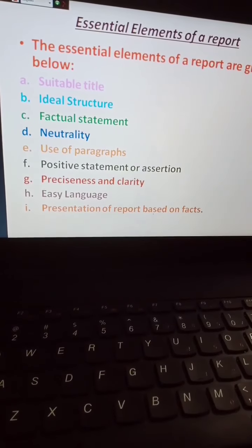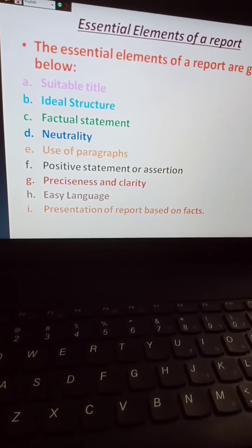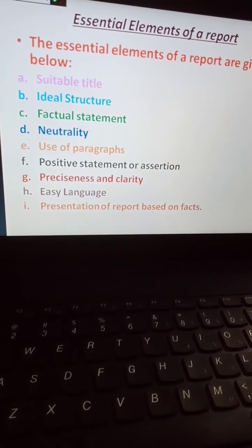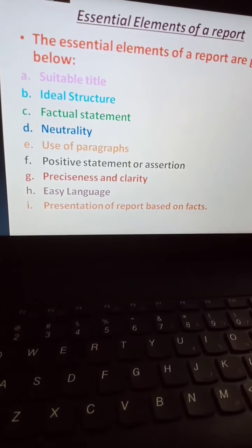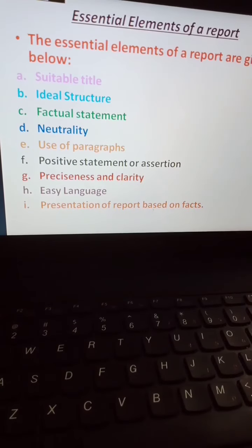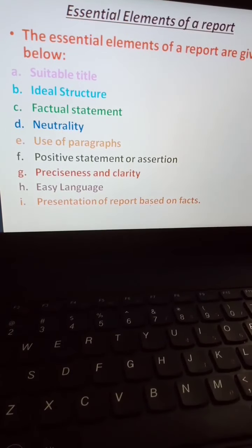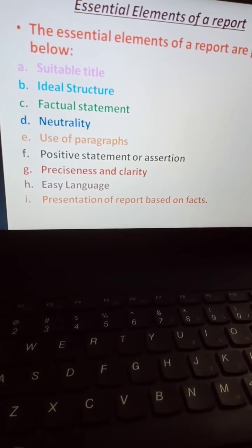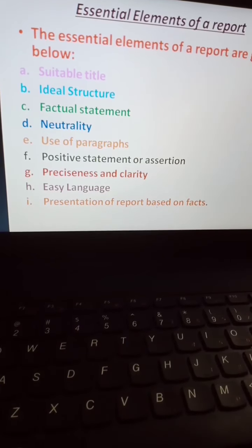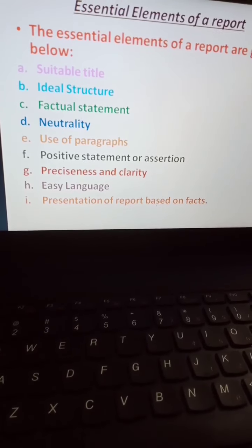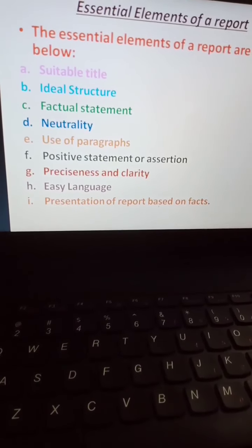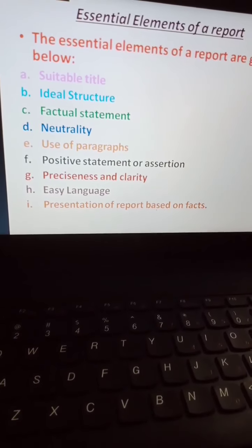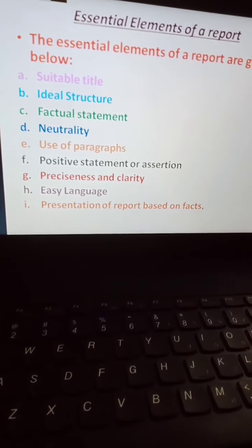Next one is positive statement or assertion, preciseness and clarity. So a report should be precise, and it should be very clear to understand, transparent. Easy language should be used. That is why this is important for a reader. Okay, so the last one is presentation of report based on facts. So there should not be any imaginary description, or it should not be a fairy tale. It should be authentic. It should be factual.